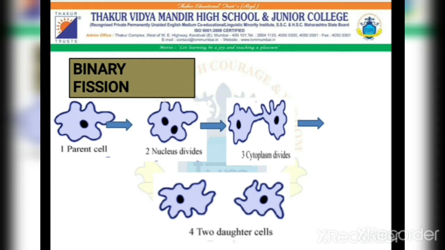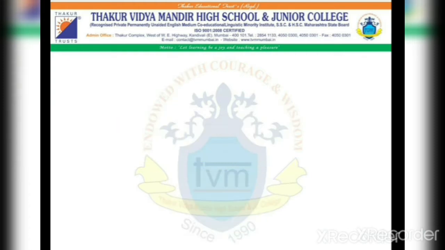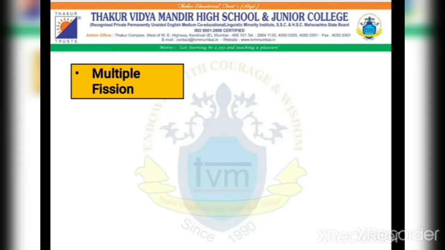The next method of asexual reproduction is by multiple fission. Students, we have seen that fission means breaking. In the last part, it was binary, so it got divided into two parts. Here, as the name suggests, multiple means that after the division, many cells are formed. So we call it multiple fission.